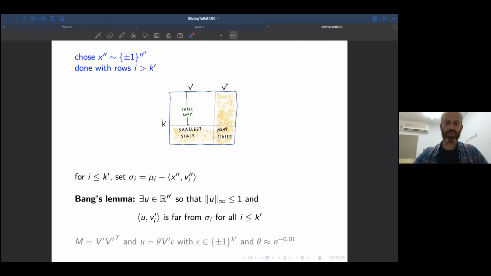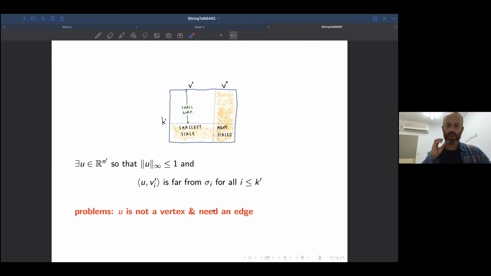So we found a vector in the cube, a point in the cube that is far from all the hyperplanes. Now we need to make this point into an edge. There are two things: first, this point is not a vertex, and second, we actually need an edge, not even a vertex. So we need two things.